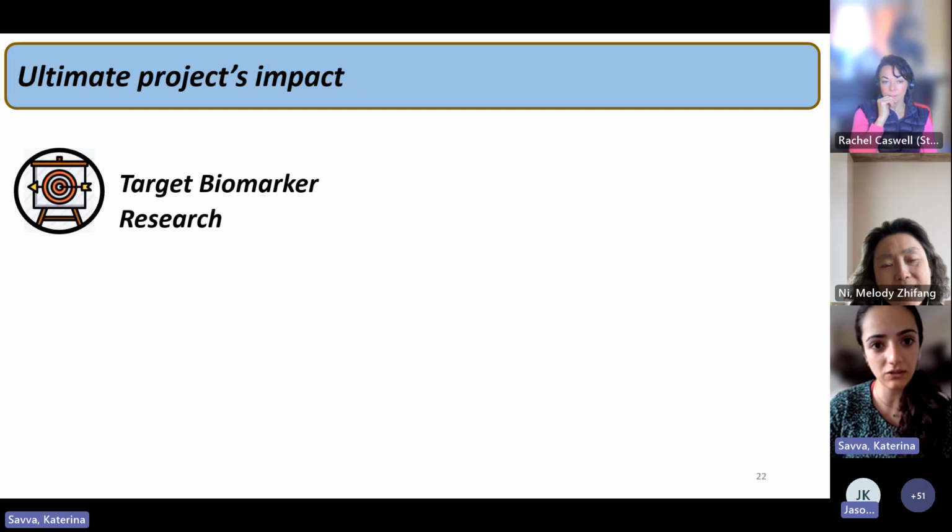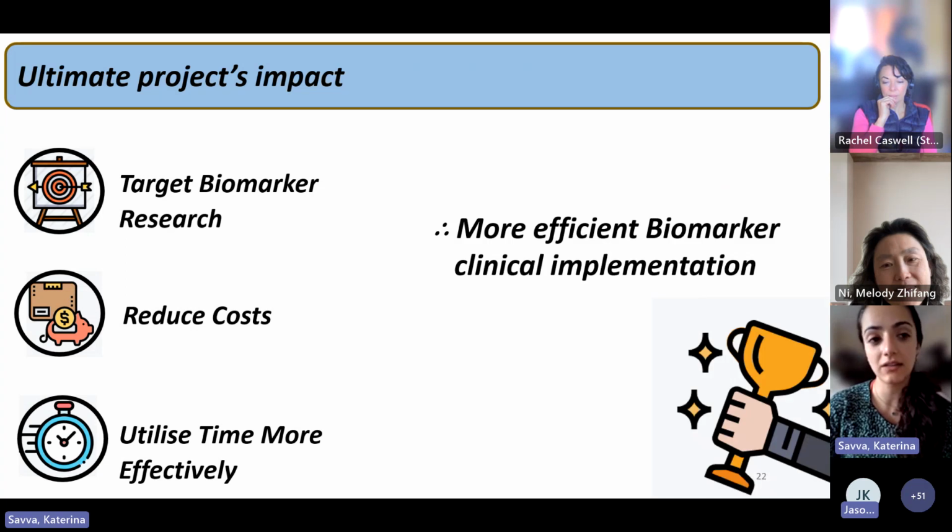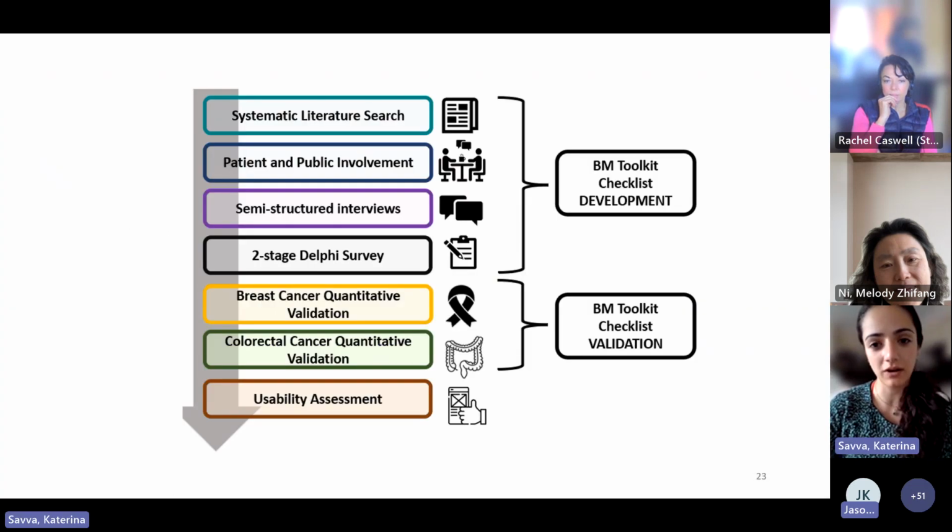So the ultimate impact of the project is to target biomarker research, reduce the cost associated with excessive discovery, utilize time more effectively, and therefore result in more efficient biomarker clinical implementation. So to develop the biomarker toolkit, we have two main aims. The first one is to develop the backbone of the biomarker toolkit by identifying which characteristics make a clinically useful biomarker and converting this into a checklist.